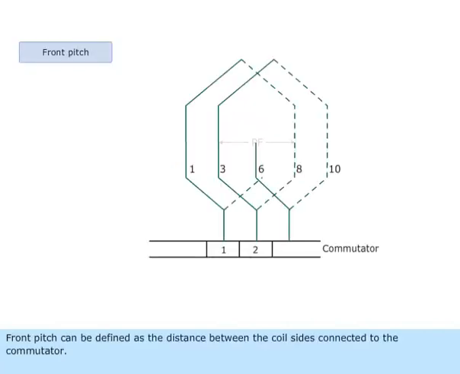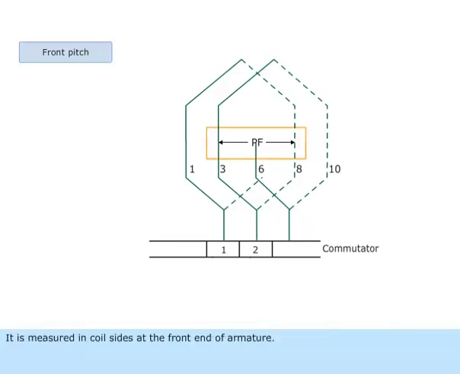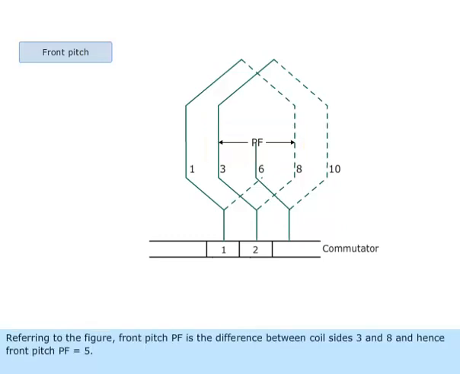Front pitch. Front pitch can be defined as the distance between the coil sides connected to the commutator. It is measured in coil sides at the front end of armature. It is denoted as PF. Referring to the figure, front pitch, PF, is the difference between coil sides 3 and 8, and hence front pitch, PF, equals 5.